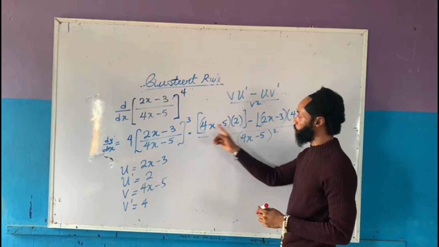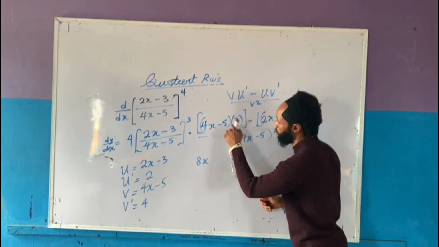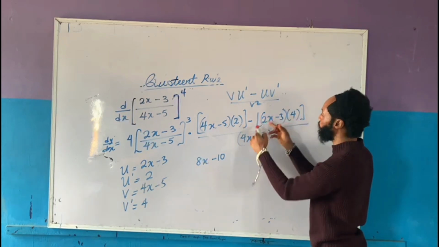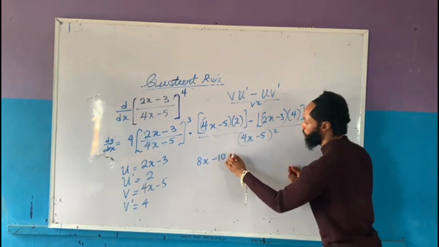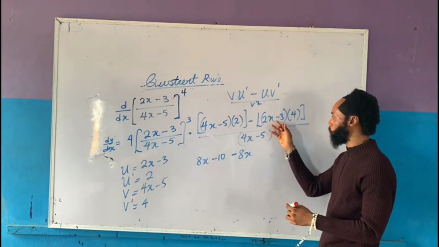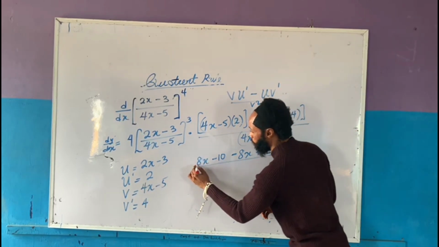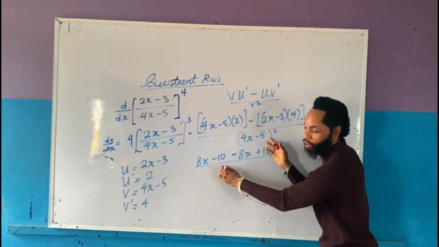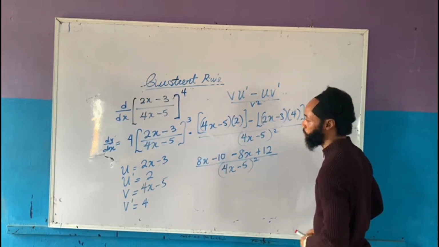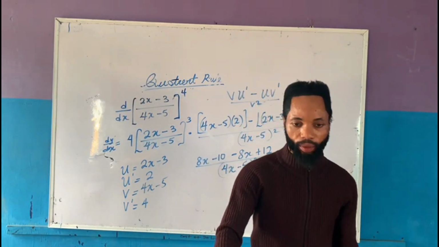So if we open this bracket up, we have 8x here. Then this is negative 10. Then negative 2x times 4, we have negative 8x. Then negative times negative is positive. So 3 times 4, we have positive 12 here. All over, remember, keep your denominator the same: 4x minus 5, all squared. You want to always keep your denominator the same.